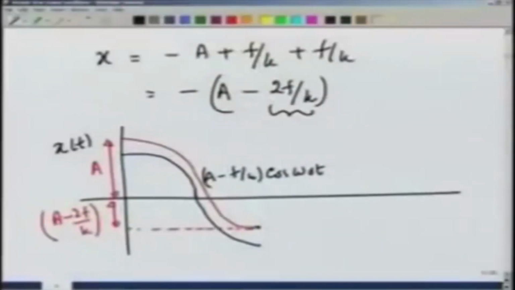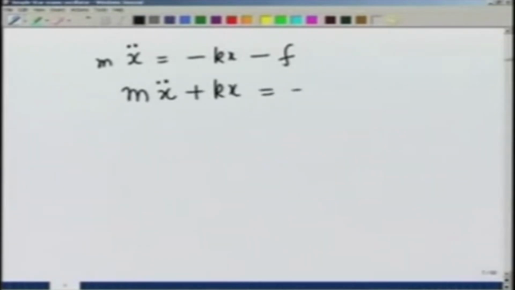After it reaches this point here, it starts its journey back towards right again, and let us see what the equation in that case looks like. The equation in that case is going to be m x double dot is equal to minus kx minus f, because now the frictional force is going to work towards the left. Therefore, I can write the homogeneous part like this, is going to be equal to minus f. I will leave the solution for you to work out with the initial condition that the distance to the left is now a minus 2f over k.